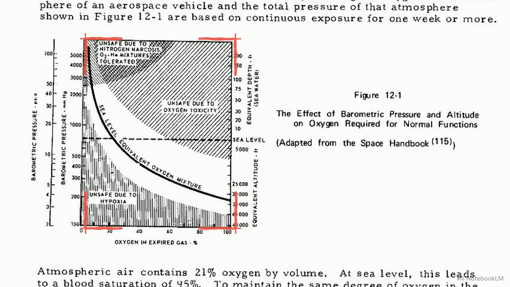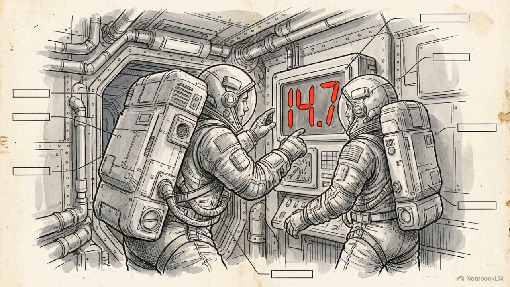The clear section maps pressure and oxygen combinations allowing unimpaired performance. The bottom line shows, as total pressure drops, oxygen must increase to prevent hypoxia. The top hatched zones dictate upper limits to prevent toxicity and narcosis. Any engineered spacecraft environment and any pressure transition the crew makes must remain inside this specific physiological envelope.